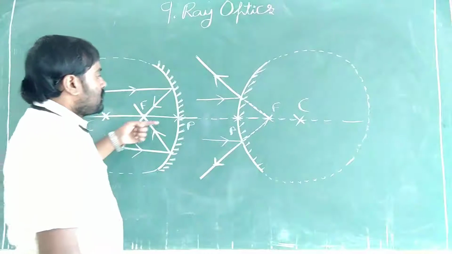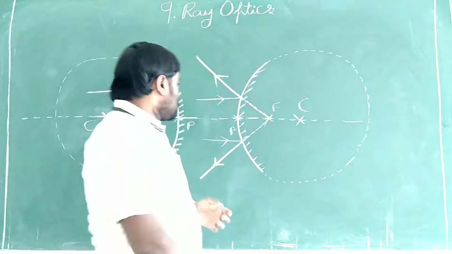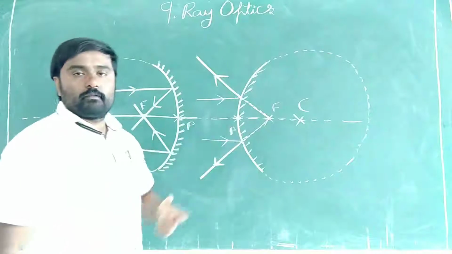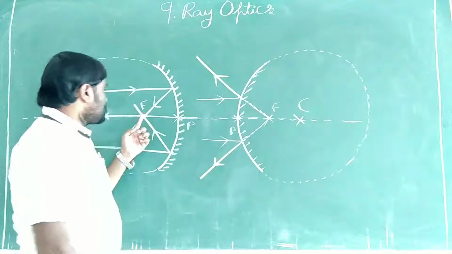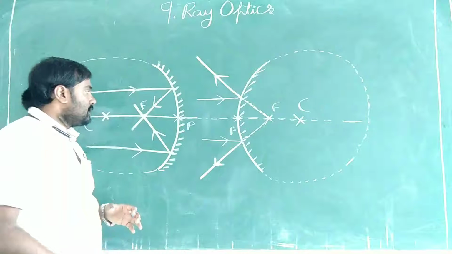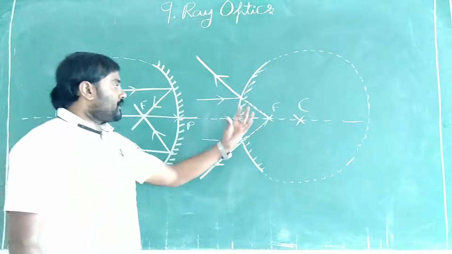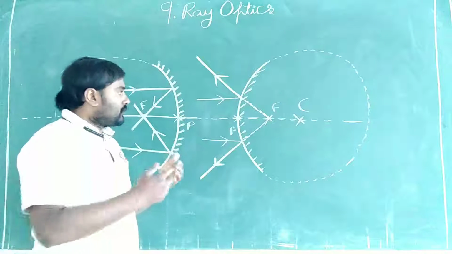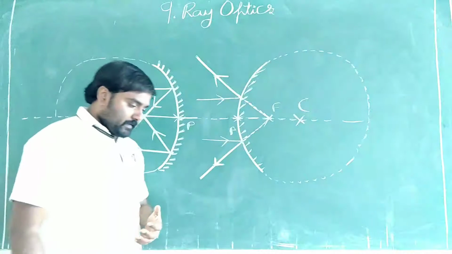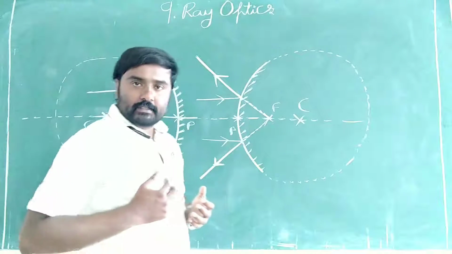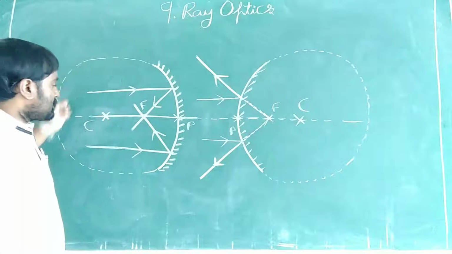Okay, so a line passing through the pole and center of curvature is called the principal axis, and this is the principal focus. The principal focus is the point on the principal axis where the parallel beam of light converges or appears to diverge after reflection, right? So what is the meaning of concave mirror? If the light gets reflected from the inside surface of a part of a hollow sphere, it is concave.